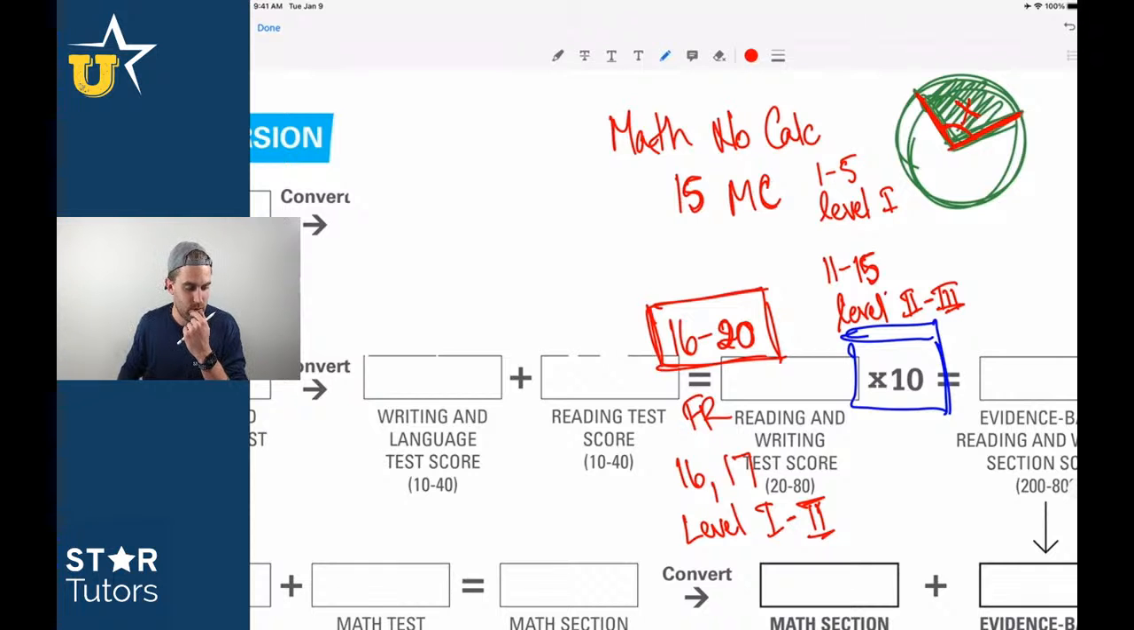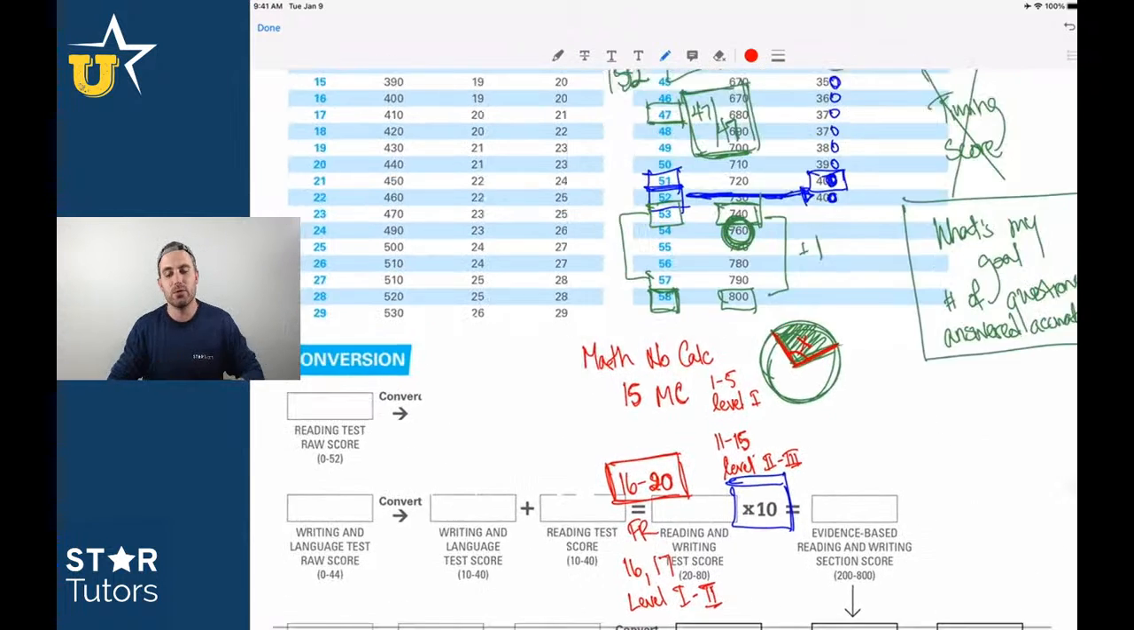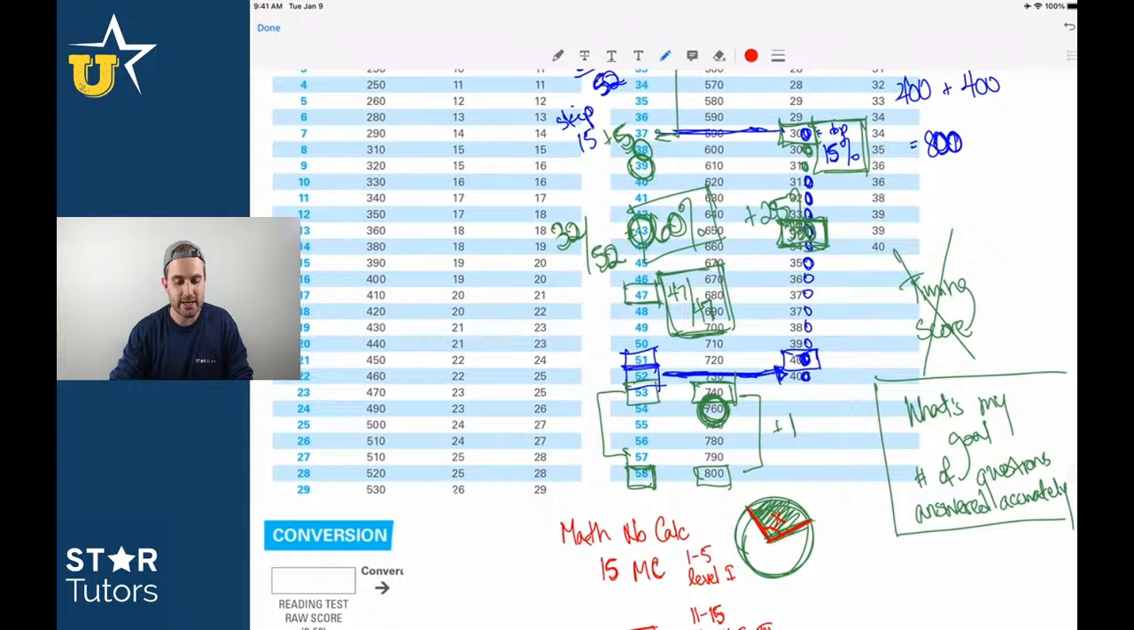Okay? Any other questions, guys? Any other questions just generally related to the score? And then we're going to go section by section. We're not going to go too in-depth here.